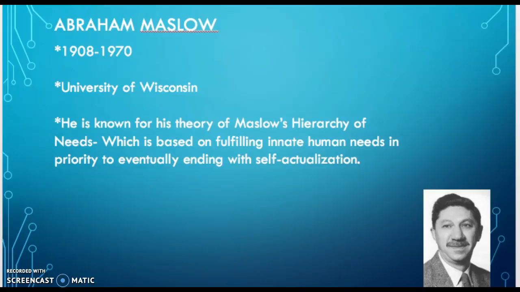So Maslow is known for his theory, which got named Maslow's Hierarchy of Needs. Basically, this theory is based on fulfilling innate human needs in a kind of priority, level order. And eventually those levels, those priorities, end with the top level of self-actualization.